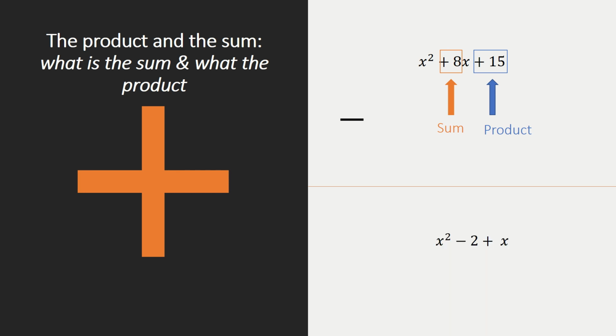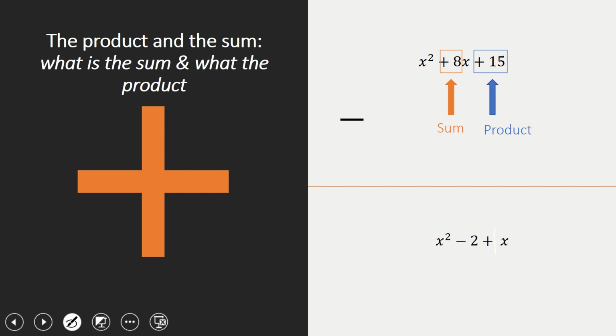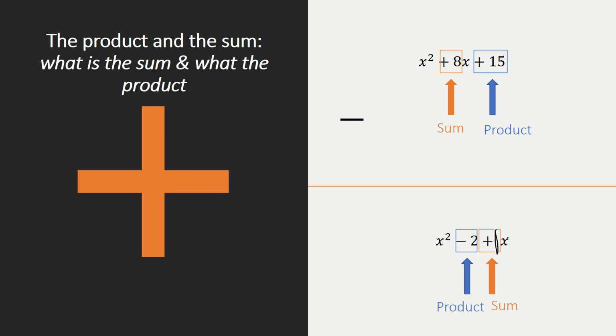If we have a look at x squared minus 2 plus x, there's secretly a little 1 over there. We do not write it down, it's an invisible one. So you've got x squared minus 2 plus 1x or x. So the plus 1 is called the sum because that's the one which is in front of the x. And the minus 2 is called the product.